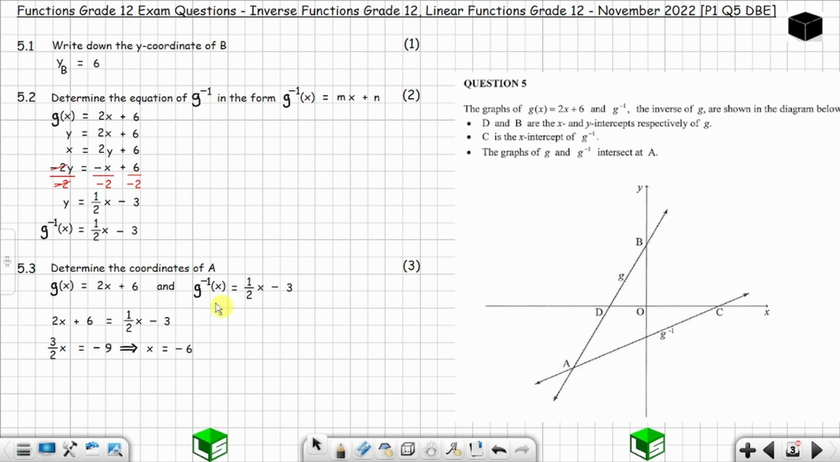Okay, this is why you can plug this value inside this equation or inside this equation. Either equation, you are going to get the same answer, the same value, the same y coordinate. Okay, let me use this.